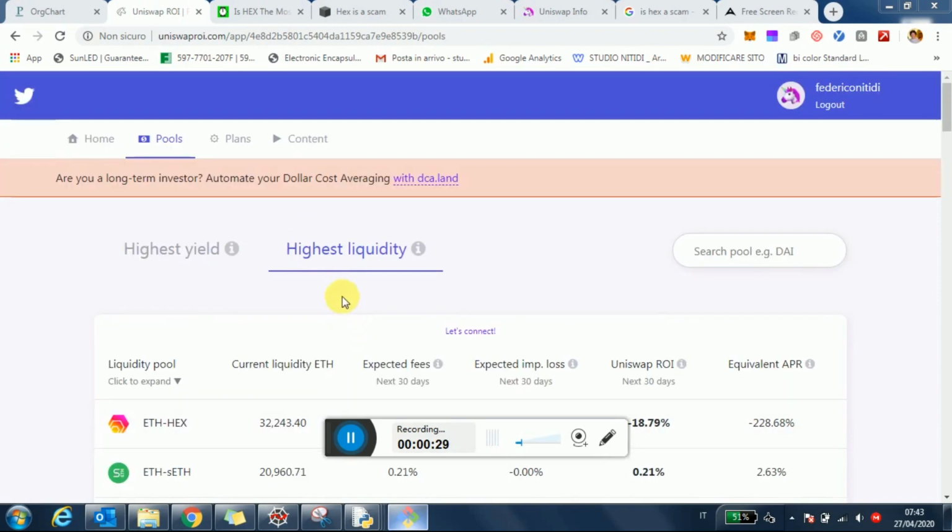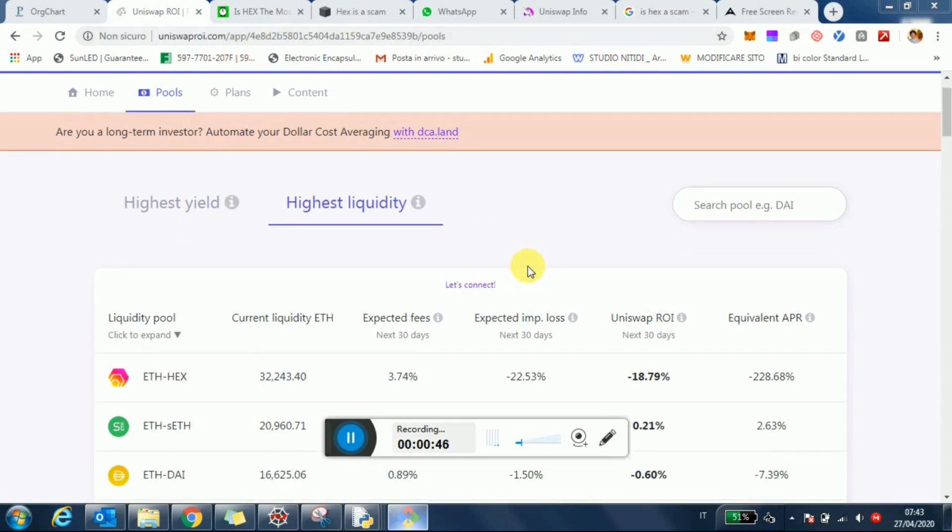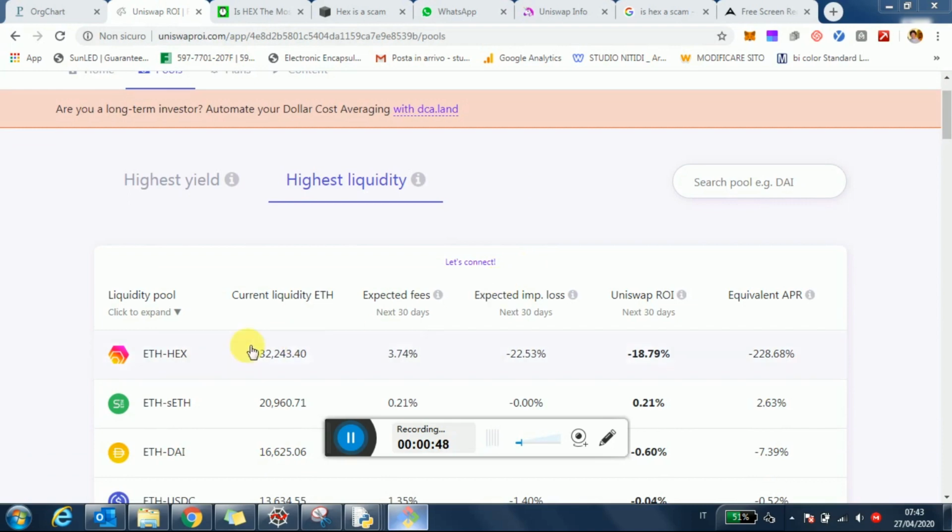Before diving in, we are on uniswapri.com. The tool allows you, and many of you are familiar with it, to track your investment in Uniswap and also find what pools are yielding the most if you want to consider providing liquidity to Uniswap. Now, I wasn't familiar with HEX myself, so I did a little bit of research, and I want to structure this video in two parts.